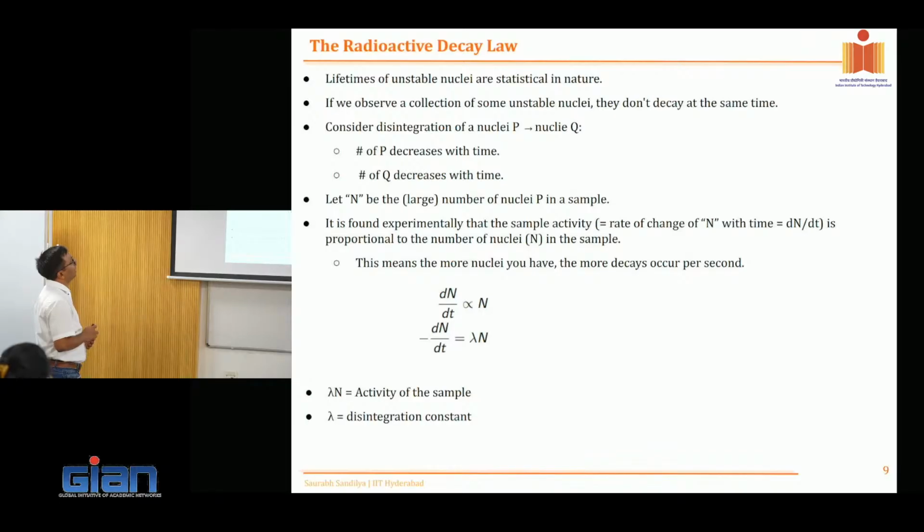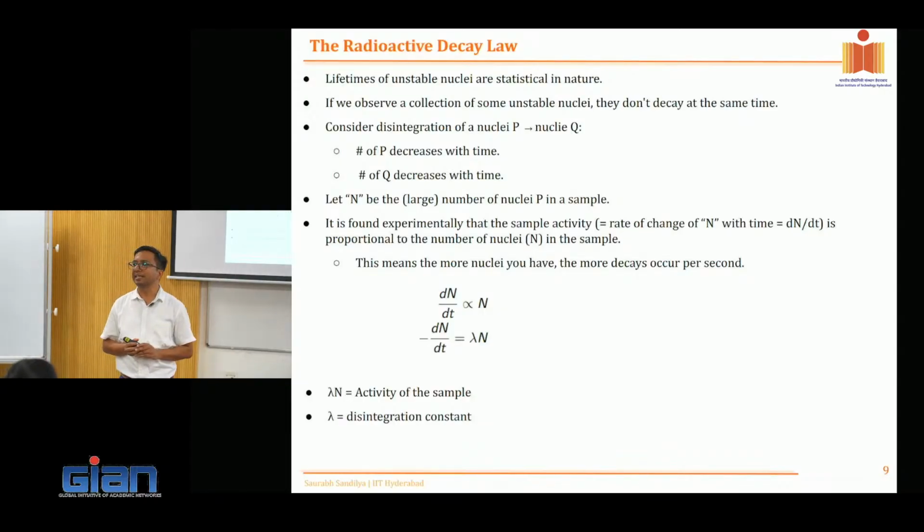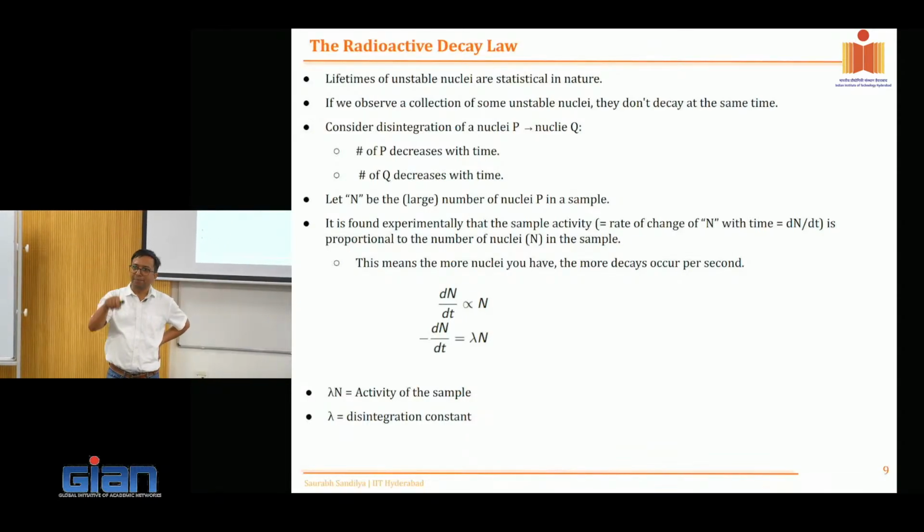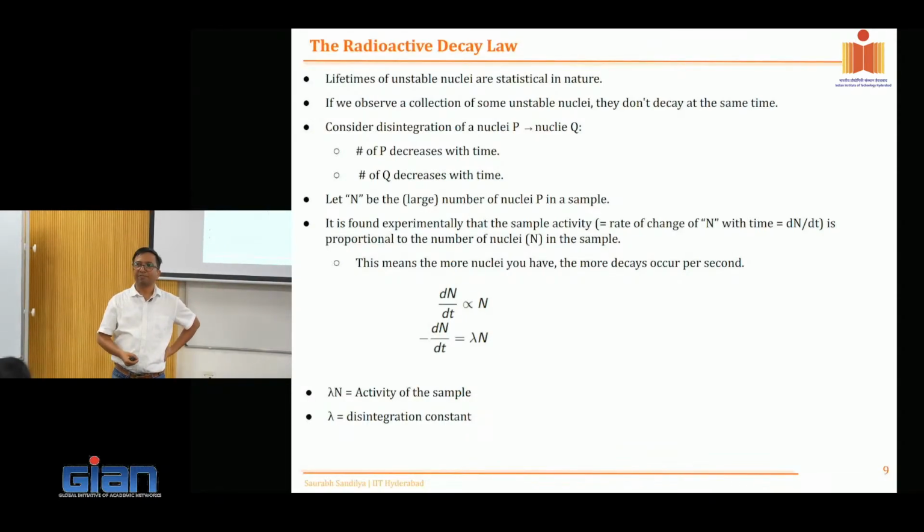What we observed experimentally is that the sample activity is exactly equal to the rate of change of the nuclei, how the nuclei transform as a function of time, dN/dt. The rate of change of nuclei is called the activity, just keep that in mind. It is proportional to the number of nuclei present at that particular time. If I measure after time t, the rate dN/dt will be proportional to N at that particular time.